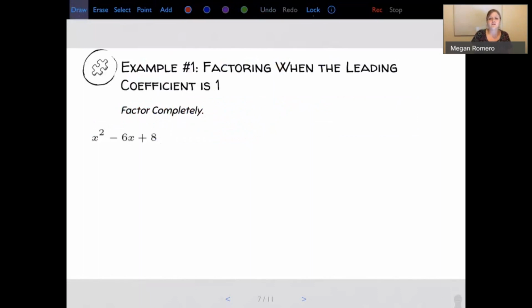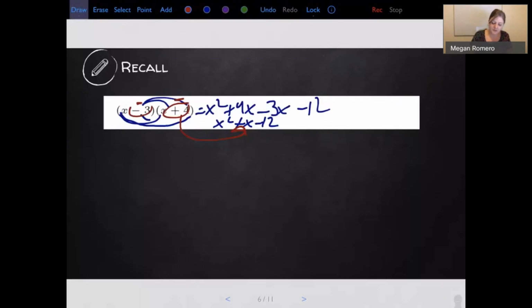Example 1, factoring when the leading coefficient, a, is 1. So the instructions are to factor completely, and we'll go through a couple different ways to do this. First, using what we just talked about, if we were going to factor this example, let's say we were just given the x squared plus x minus 12. Let me rewrite it.